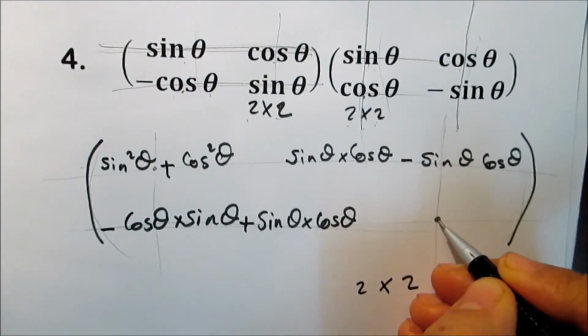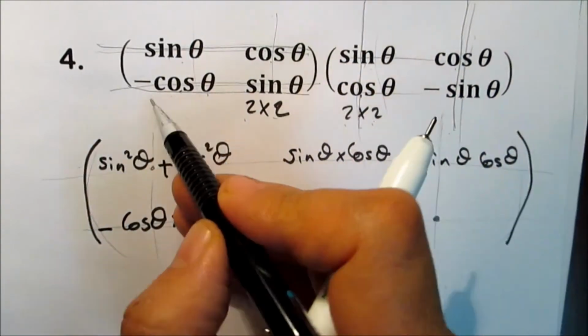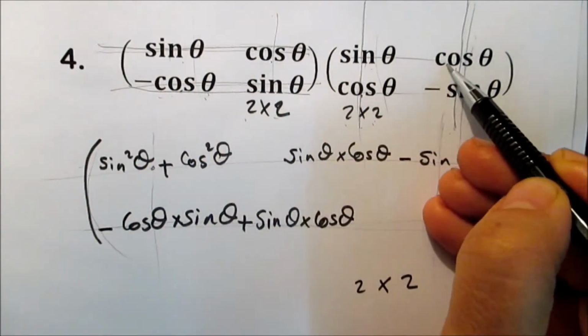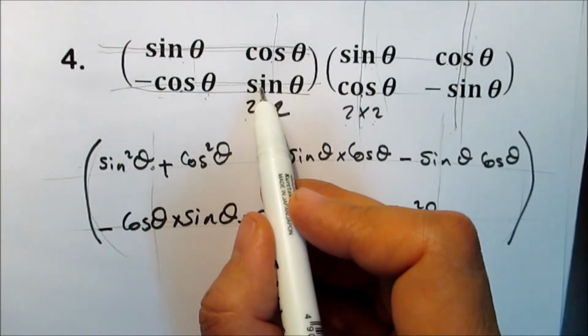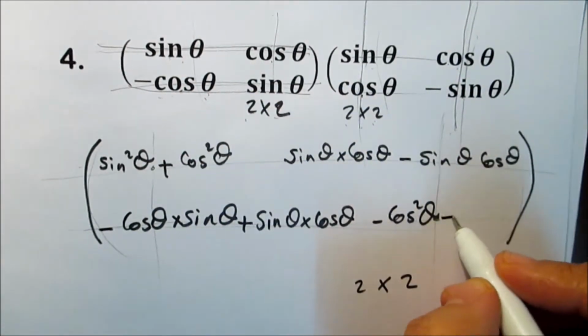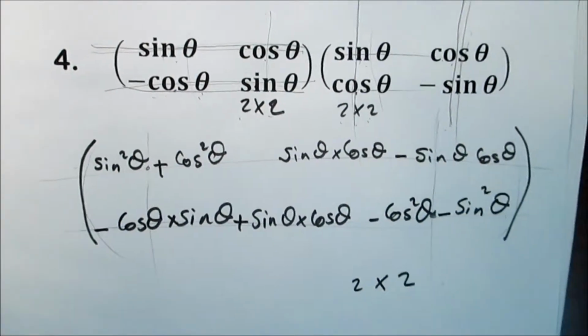Now the second element, go to the second column here, so take this with this. So negative cosine times cosine to be negative cosine squared. Sine times negative sine to be negative sine squared. Now simplify.